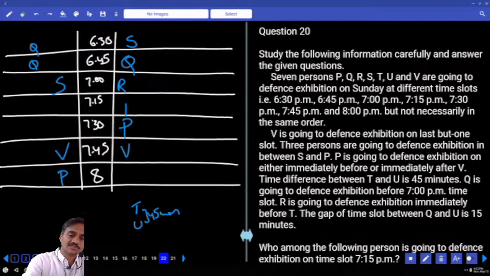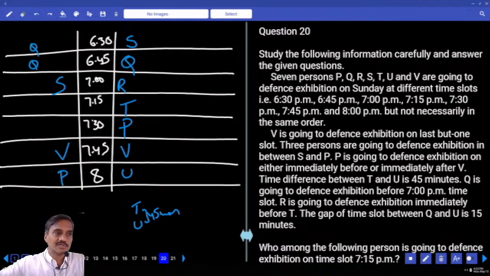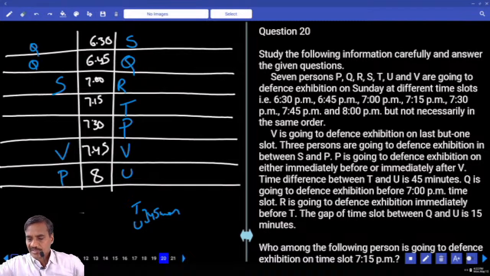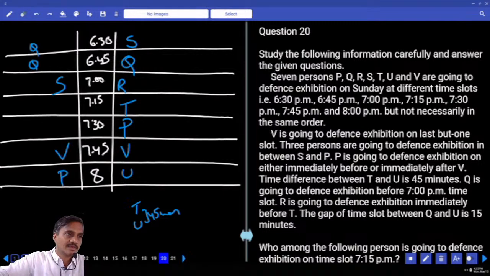R is here, T is here. Now T is here, 7:15, and 45 minutes between T and U. So where is this U? Where should U be so that T and U are 45 minutes apart? Then Q is going before 7, and R is immediately before T. The time gap between Q and U is 15. Now Q and U here is not 15, isn't it? Hence this case is completely ruled out.